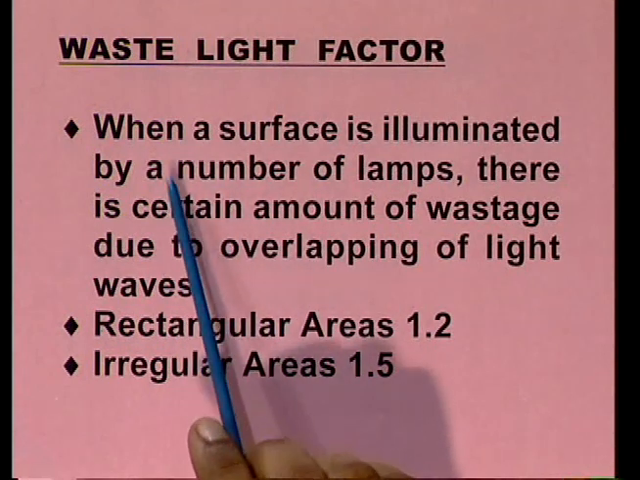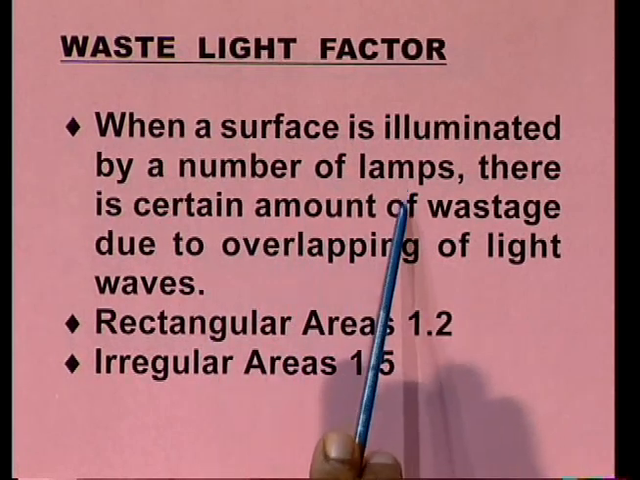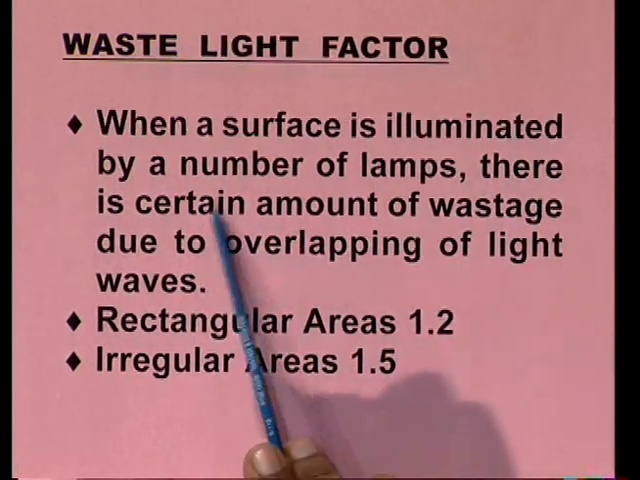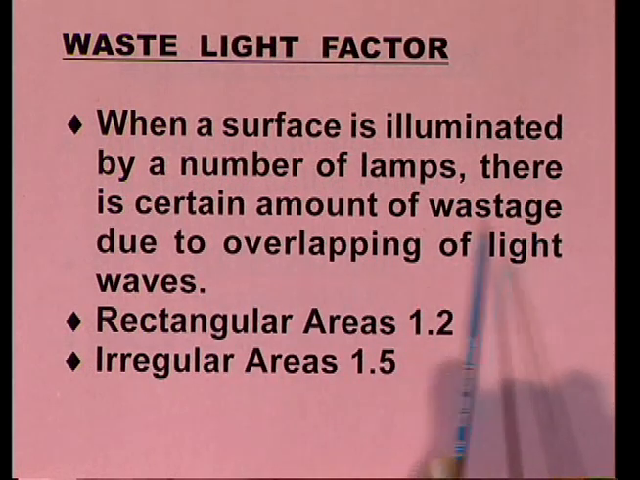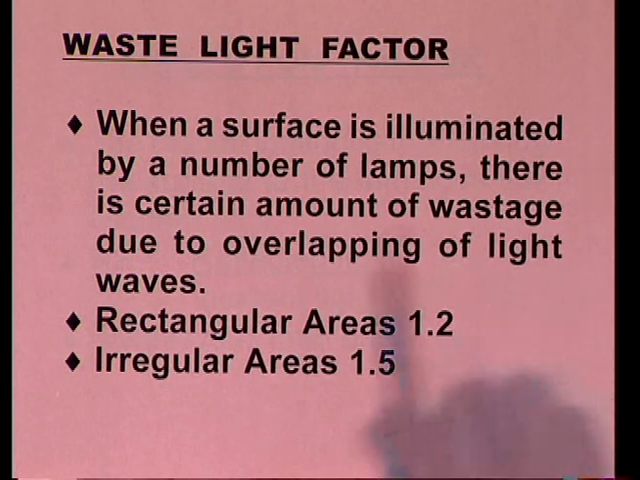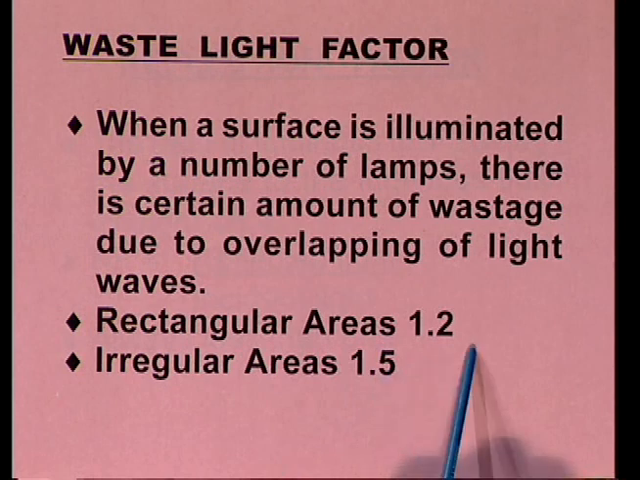So, even though we have very good planning for designing the lighting, some light will overlap. The waste light factor can be defined like this: when a surface is illuminated by a number of lamps, there is a certain amount of wastage due to overlapping of light waves, and the waste light factor is 1.2 for rectangular areas and 1.5 for irregular areas.